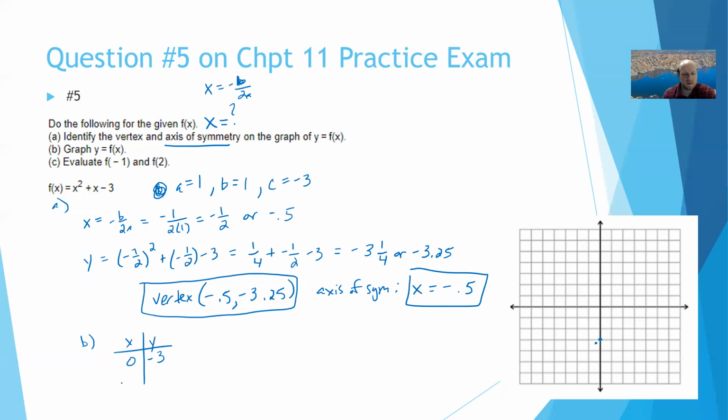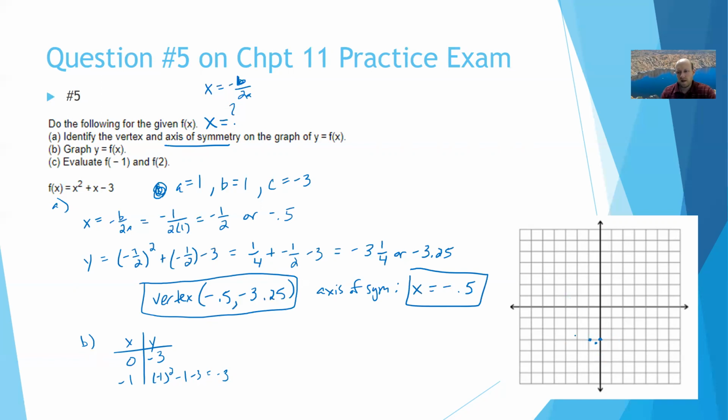And then I could also plug in negative 1. So go ahead and plug negative 1 into the original function. That's going to give us 1 minus 4, basically, so that's going to give us negative 3 as well. So I'd have a point here at (-1, -3).